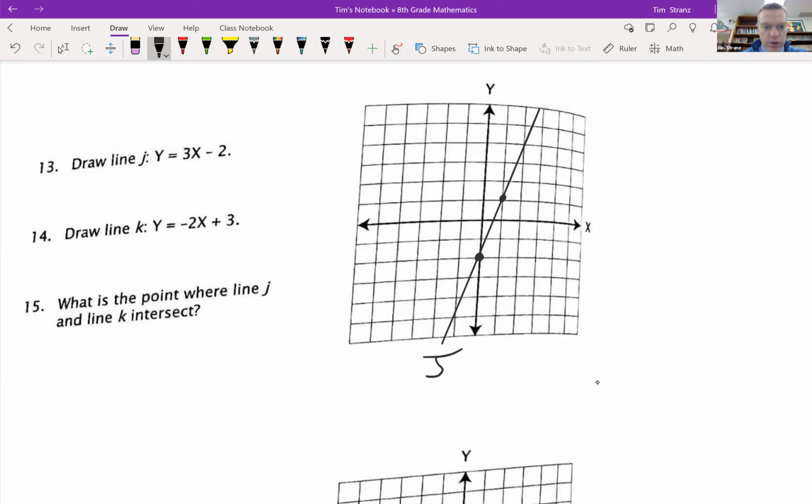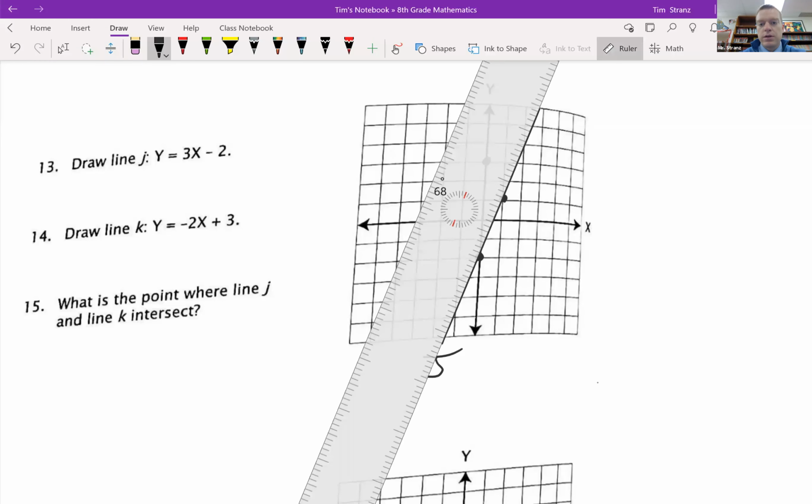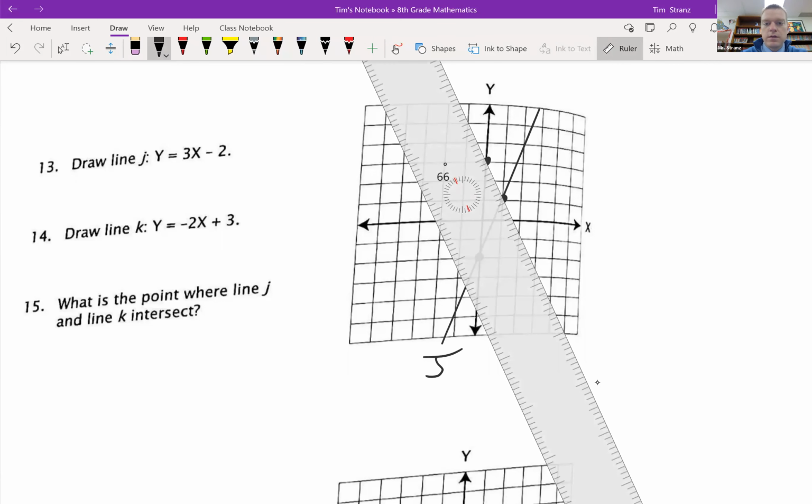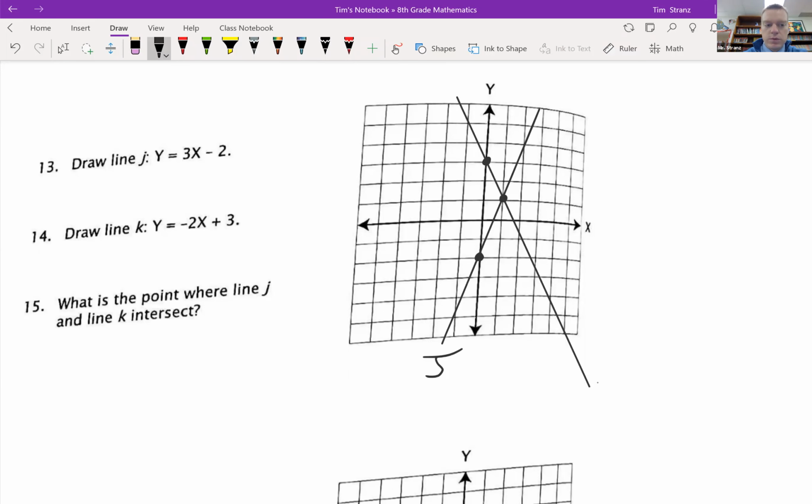And then we got line K, which is y equals negative 2x plus 3. So my y-intercept's 3, 1, 2, 3. And I got a negative 2 slope. So down 2 over 1. It's going to overlap that point right there. I'm going to draw my line. This was line K. And you can see that the lines intersect at this point right here, which is a positive 1, positive 1. So that point is 1, 1.